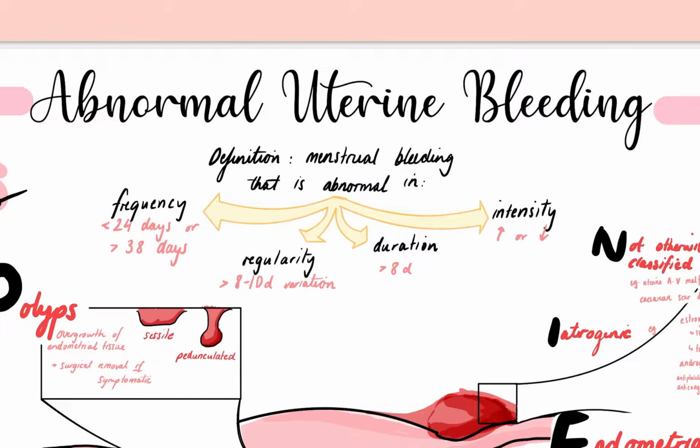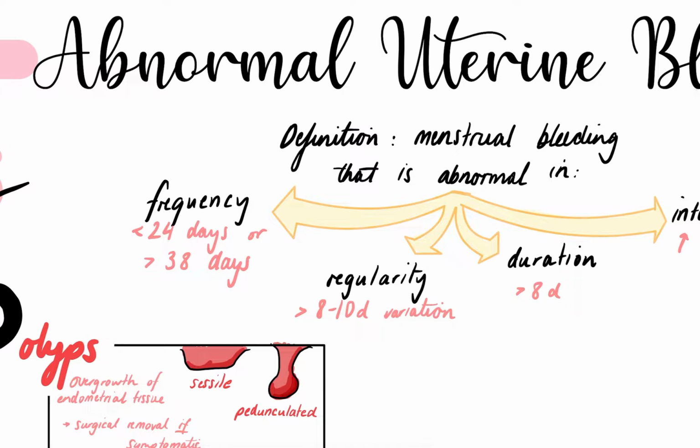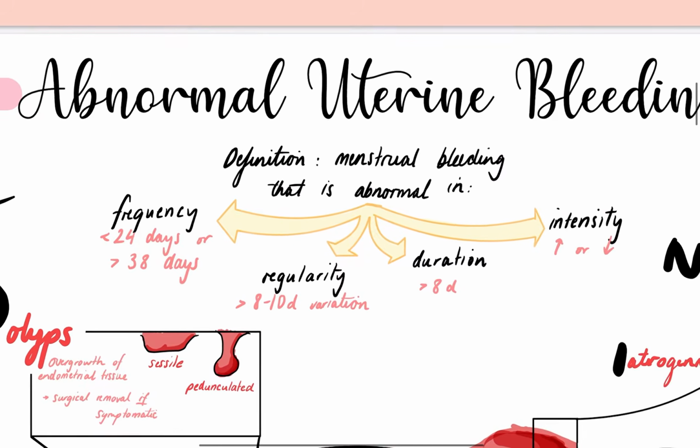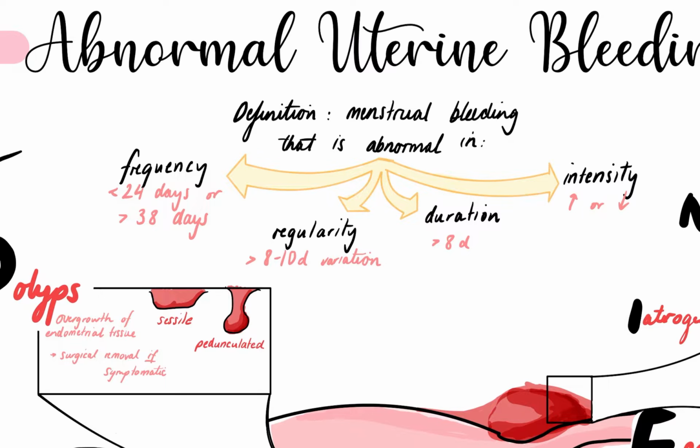So frequency refers to the duration of the cycle. So whether it be anything less than 24 days, which is increased frequency, or anything more than 28 days, which is a less frequent cycle. And then in terms of regularity, this is talking about how much variation there is between the length of each cycle.